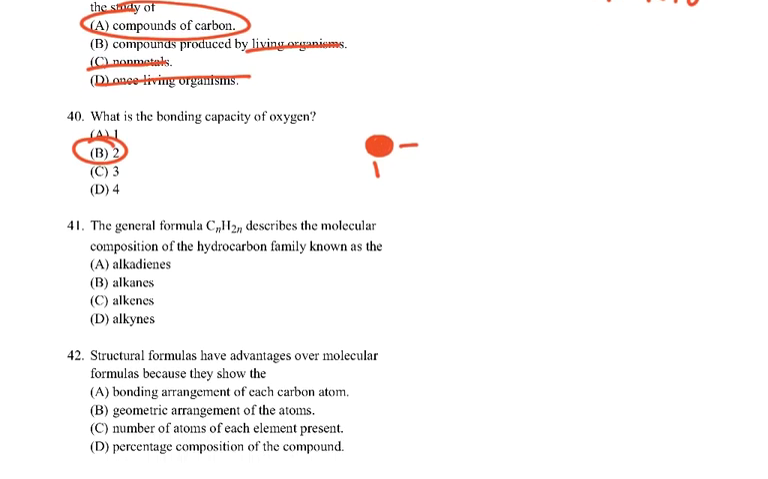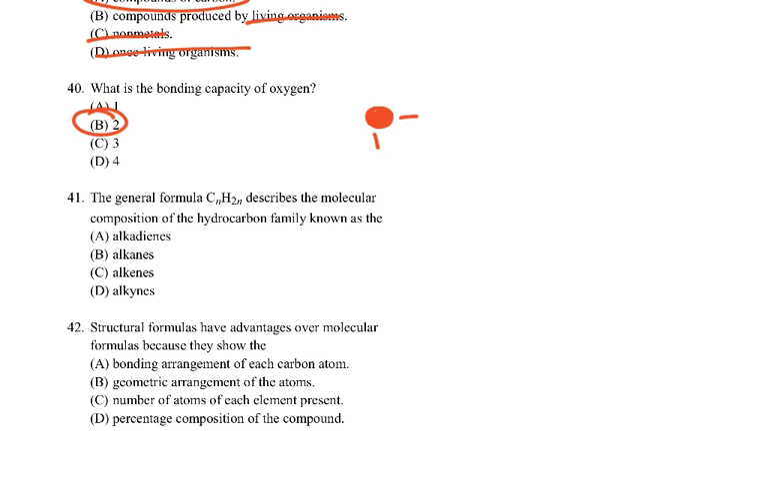The general formula CnH2n describes the molecular composition of the hydrocarbon family known as the alkenes. The alkanes were 2n plus 2. The alkynes is 2n minus 2. And the alkadienes, we're not going to do that. That's one where you have 2 double bonds, and that would also be 2n minus 2. But we just need 4 answers. So it's an alkene.